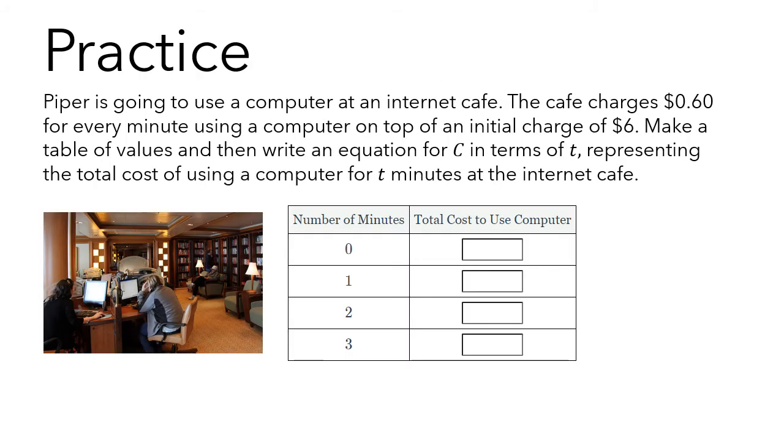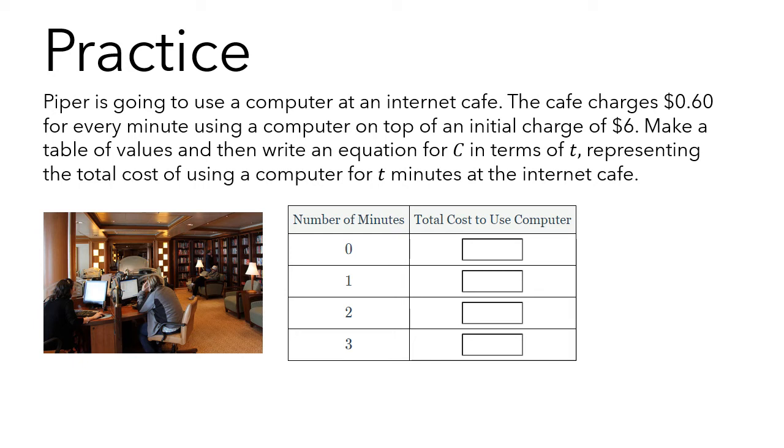So let's try a practice example. Piper is going to use a computer at an internet cafe. The cafe charges 60 cents for every minute using a computer on top of an initial charge of $6. Make a table of values and then write an equation for C in terms of T, representing the total cost of using a computer for T minutes at the internet cafe.